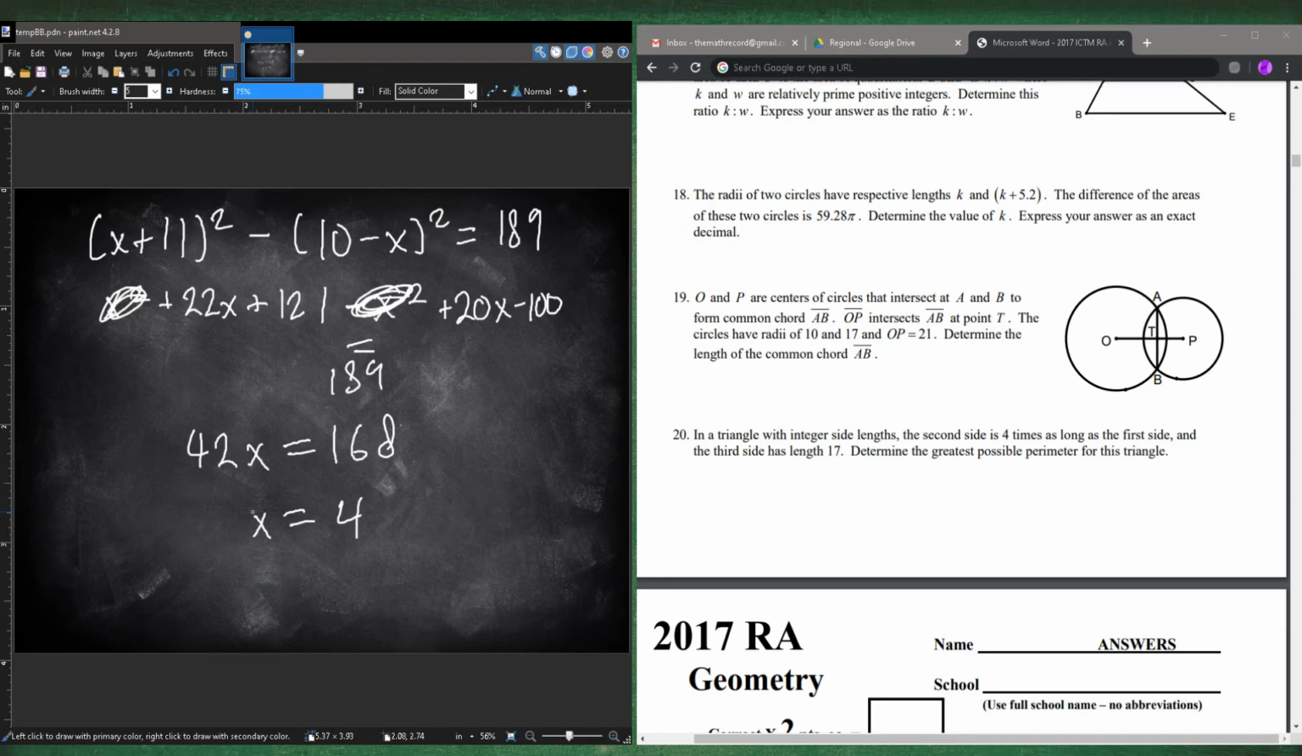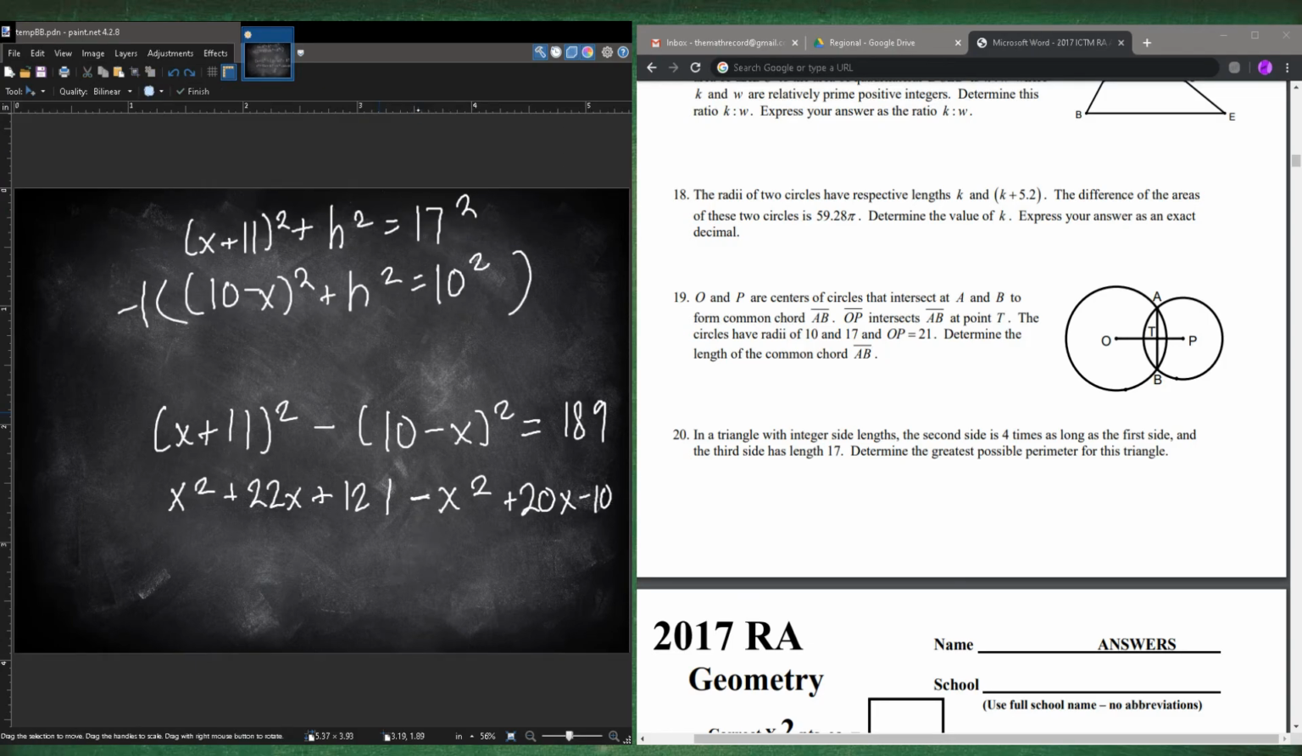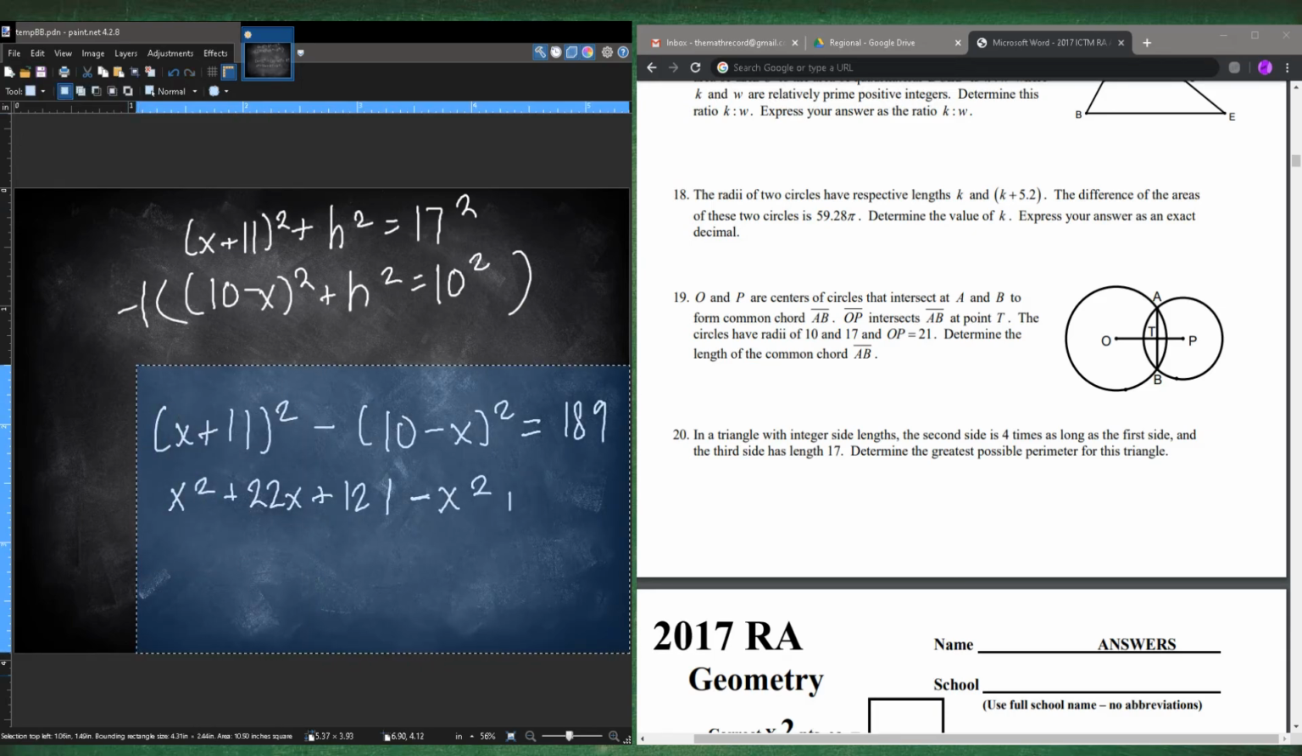Okay? So we know that our x value is equal to 4, right? So actually, let's move back to what we've been doing. Based on everything that we solved, we know our x value is equal to 4.